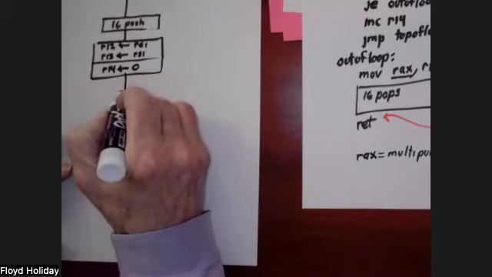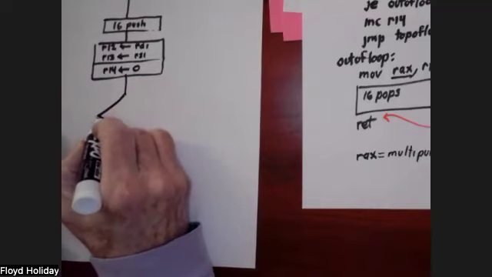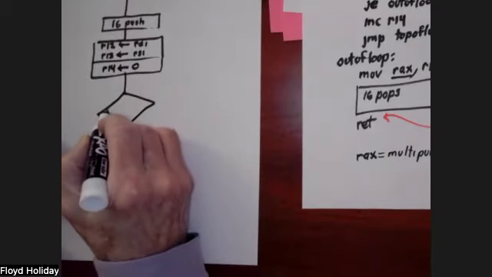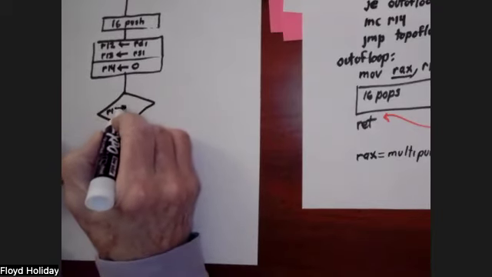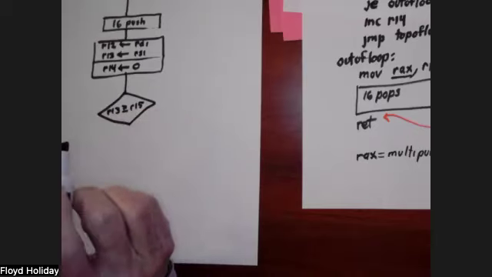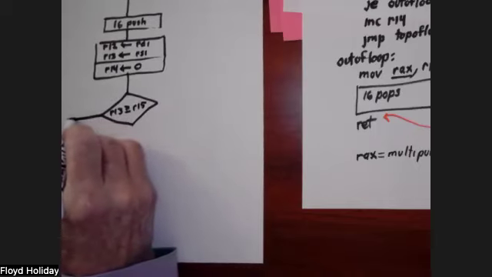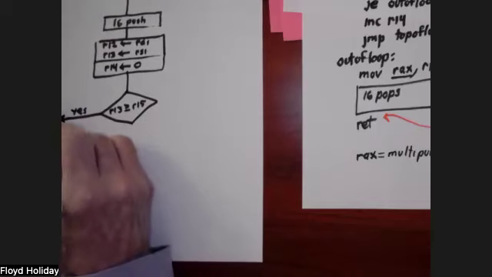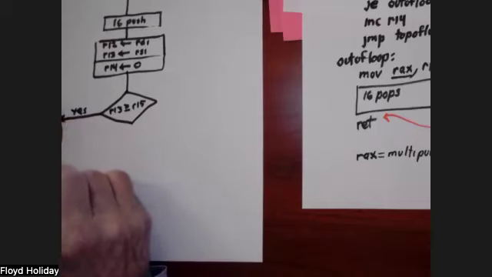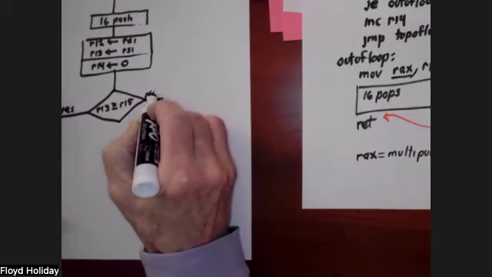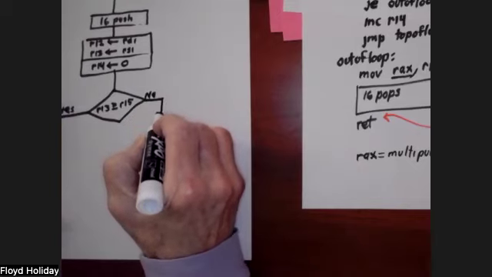Then use a diamond shape. You're checking to see: is R13 greater than or equal to R15? If the answer is yes, execution flows over here and turns the corner and goes down. If it says no, execution goes down here.